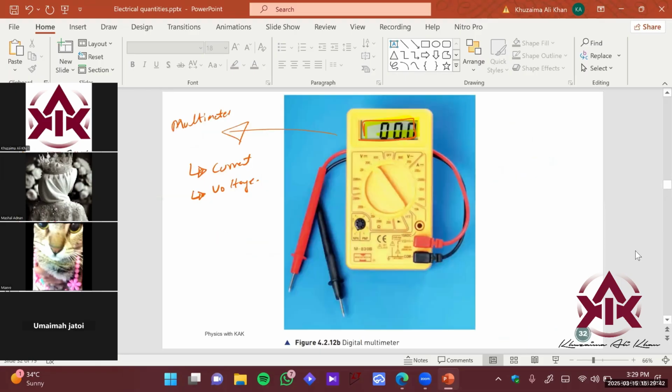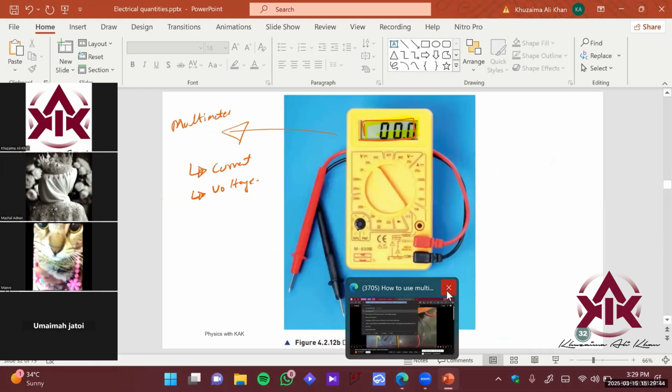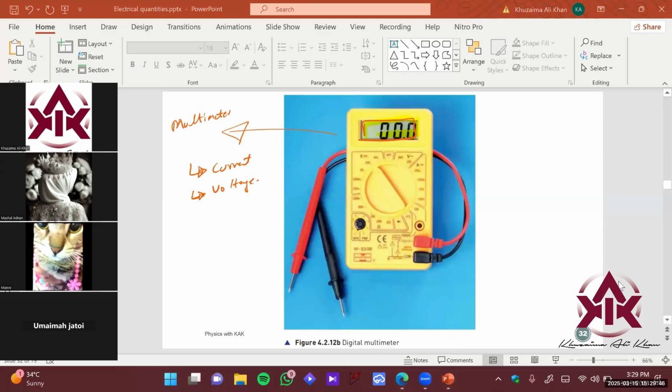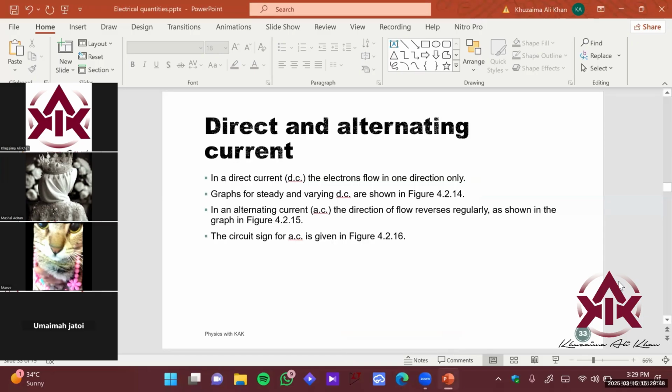So now we have an interesting topic to cover here: direct current and alternating current. Can anyone explain what is direct current and what is alternating current? This is very important, and it has history. Nikola Tesla will come into this story. Right now we are working on an AC power supply.